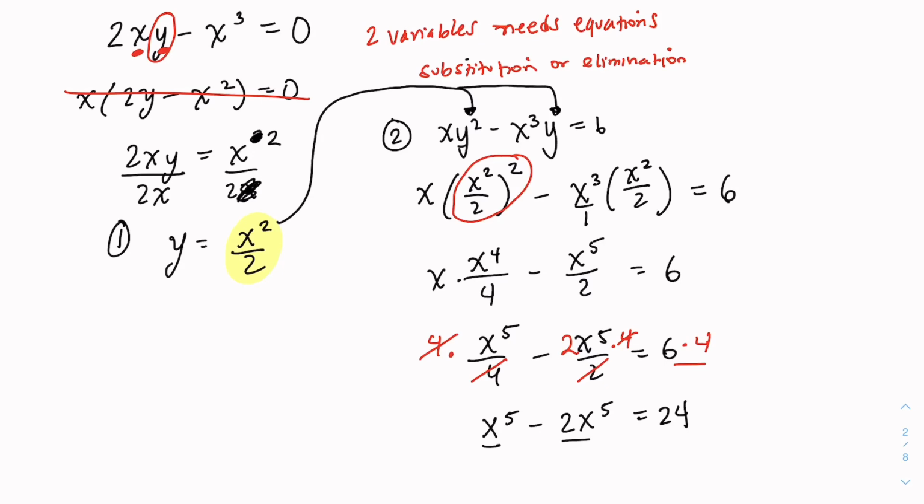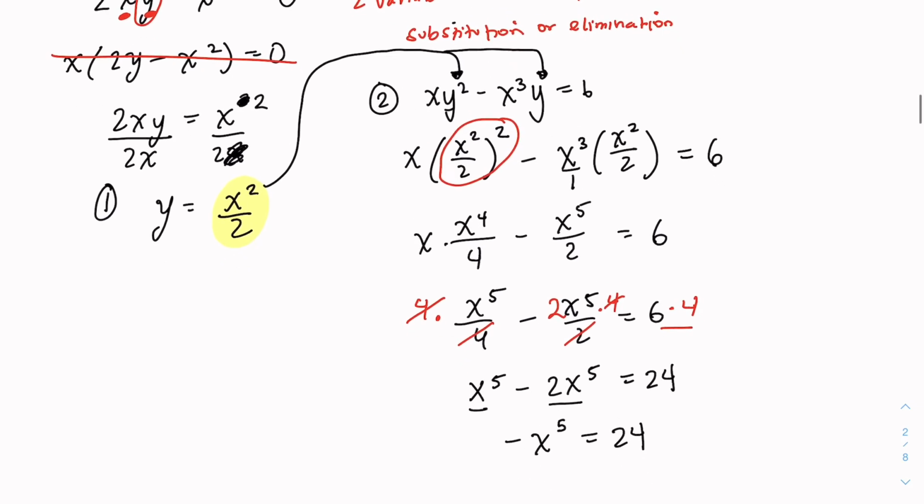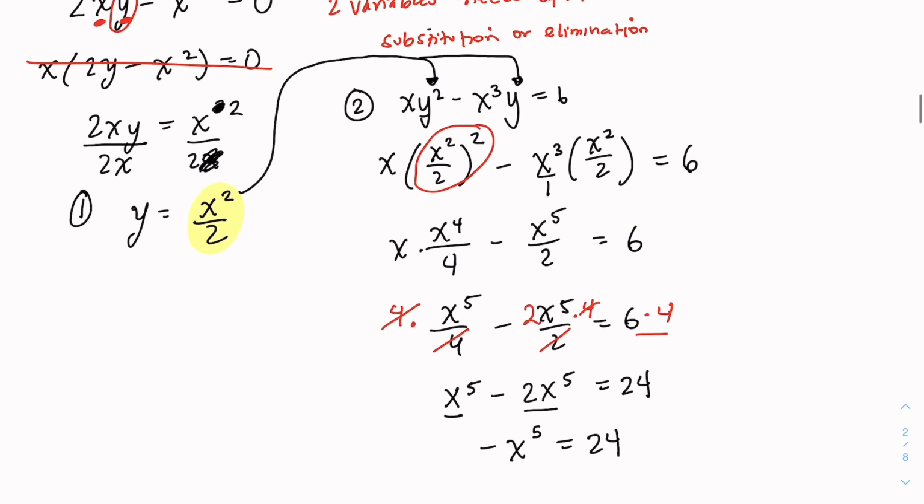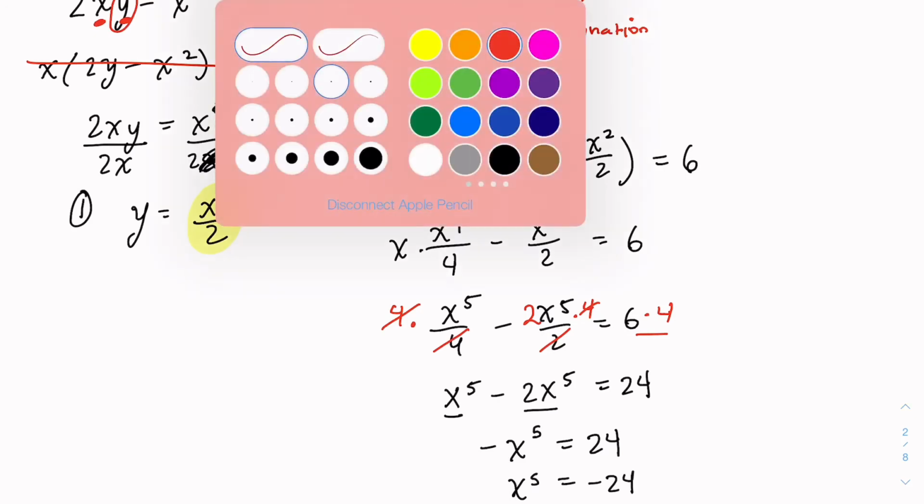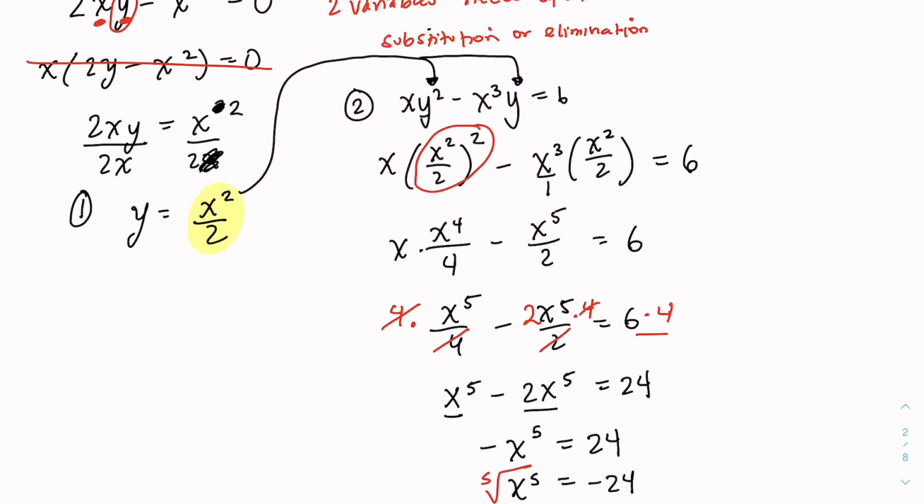Ooh, we can combine like terms. X to the 5th minus 2x to the 5th will be negative 1x to the 5th. And in 2 steps, I'll be done. First, I need to get rid of the negative. So that's going to be x to the 5th equals negative 24. And in my last step, I'll take the 5th root of both sides for a final answer of x equals.